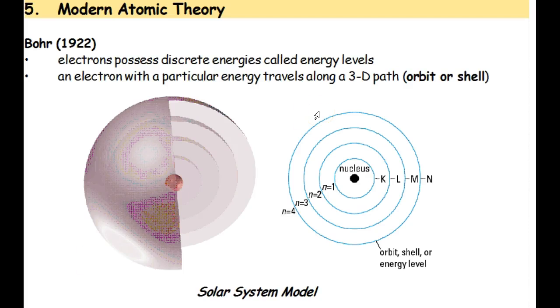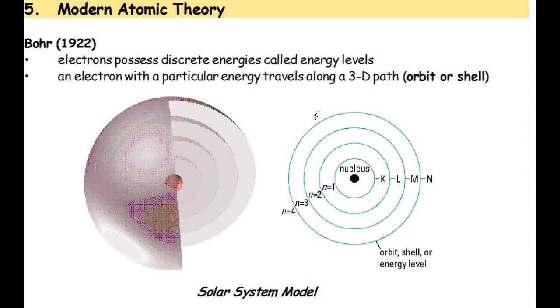So we're going to move on to our fifth note on modern atomic theory. So we've talked about the history of the atom, how our current understanding of the atom came to be by looking at various scientists over the course of history.